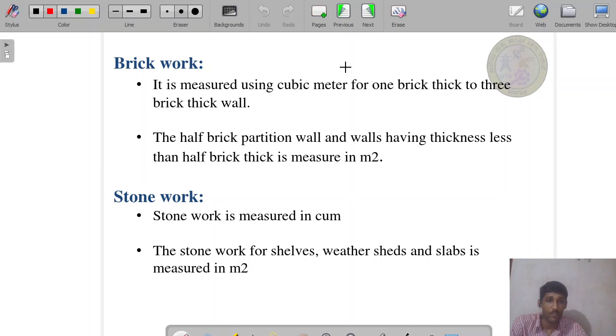Next, stonework. Stonework is measured in meter cube. In most of the cases, stonework is measured in meter cube. The stonework for shelf, weather shed and slabs is measured in terms of meter square. Under those circumstances, the stonework calculation is done in terms of meter square. Thickness we are not considering.